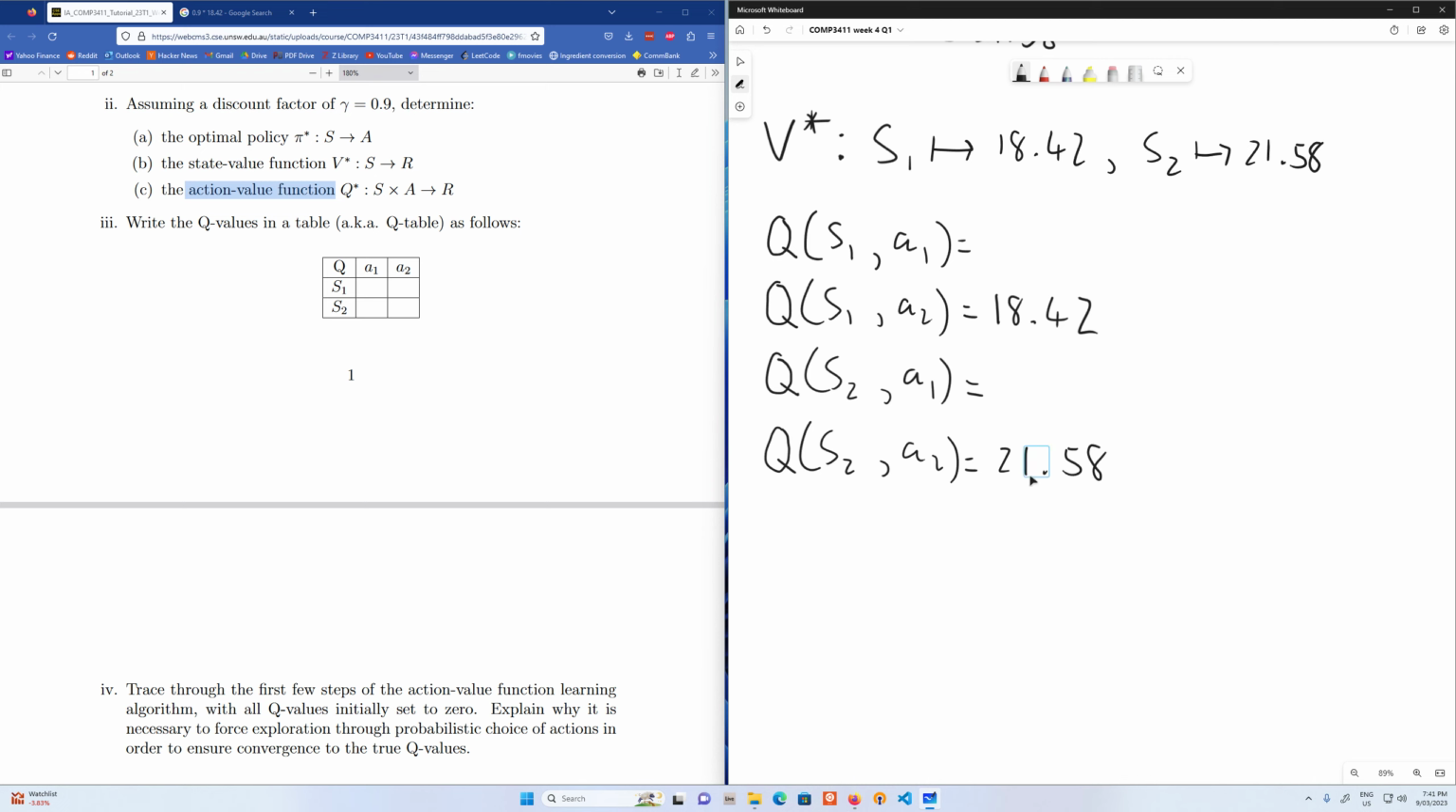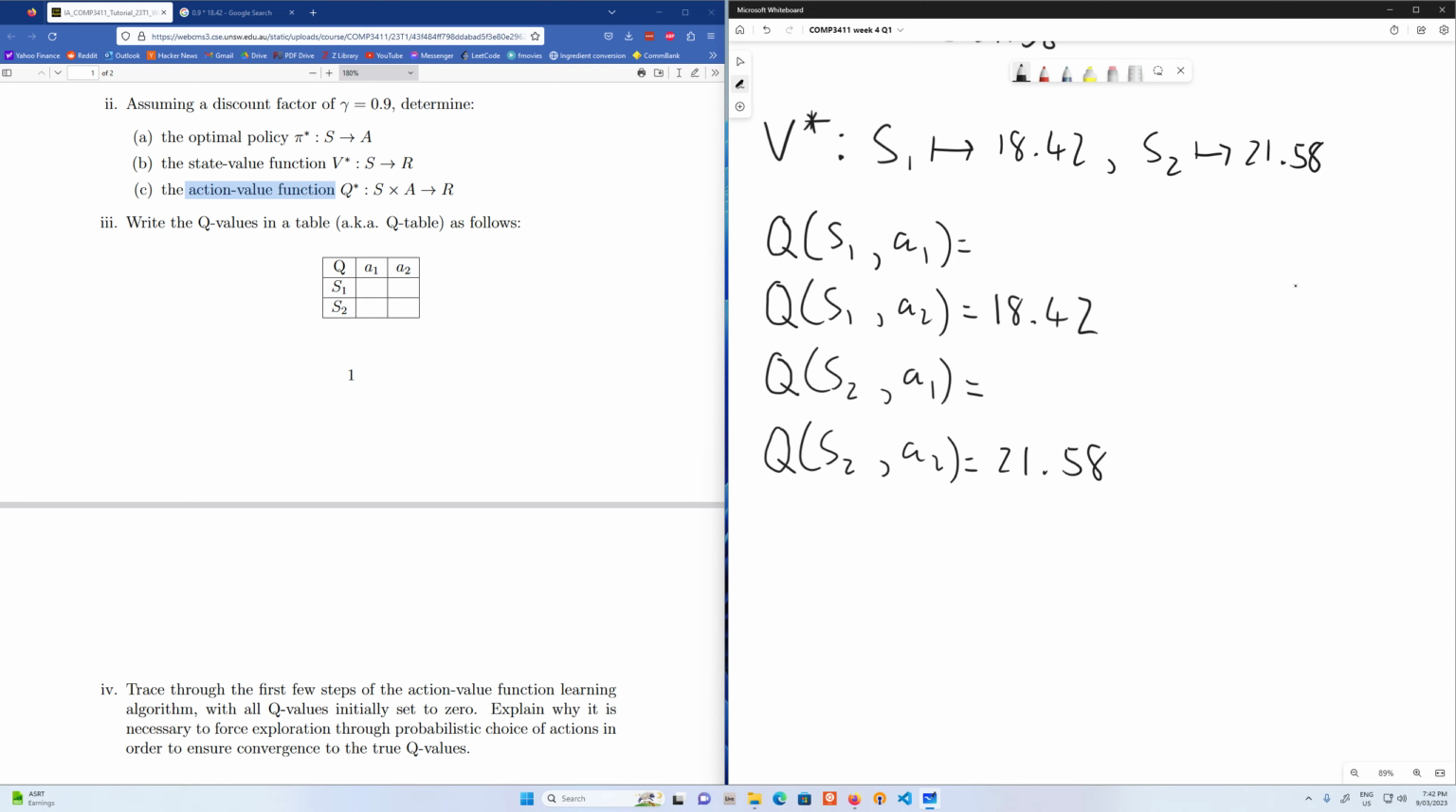So all that's left to work out for the action value function are the values that the agent can get if it's in state 1, but we force it to take action 1 as the first step. And also if the agent is in S2 and we force the agent to again take A1 as the first step. After those first steps, which we force them to do, they're allowed to follow the optimal policy, just as we did with the state value function.